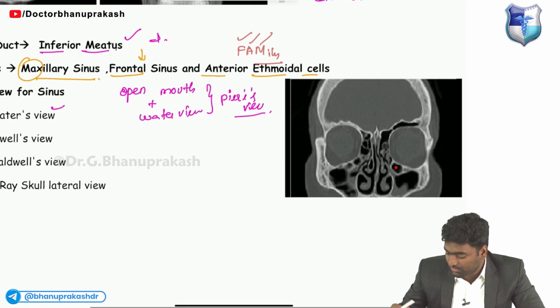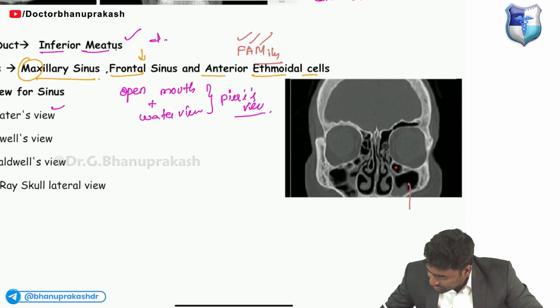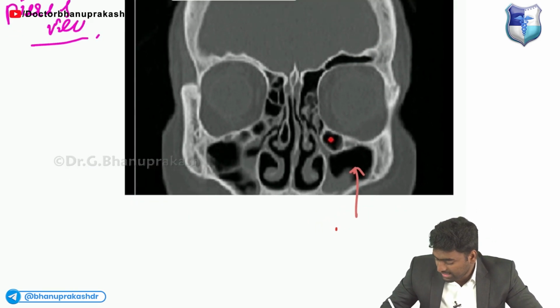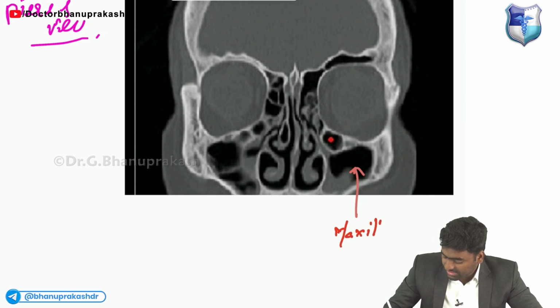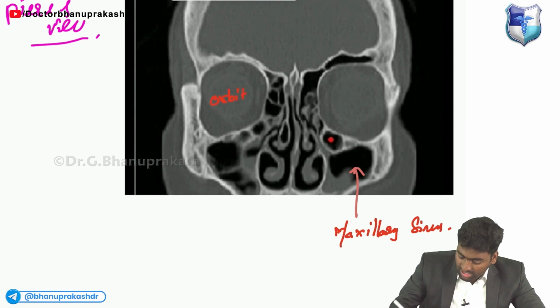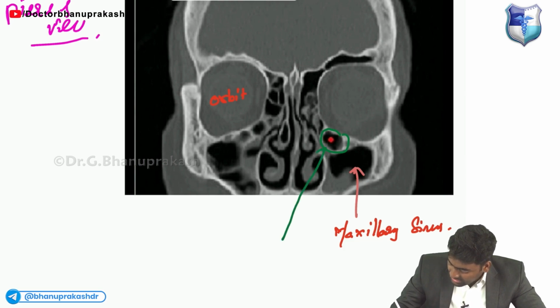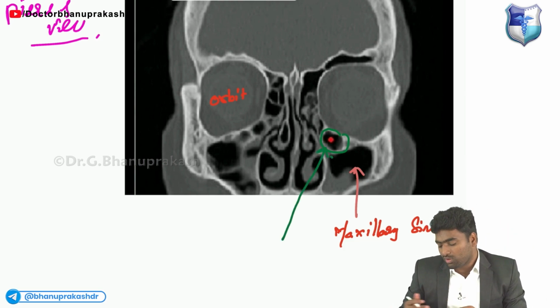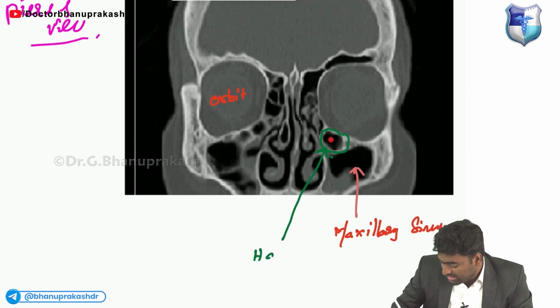Yeah, special cells. If you see, this is which sinus, guys? Is it the ethmoidal sinus? No, it is the maxillary sinus. And this is the orbit. And we know in the case of the orbit, there is a cell which is at the floor of the orbit. It is the Haller cell.